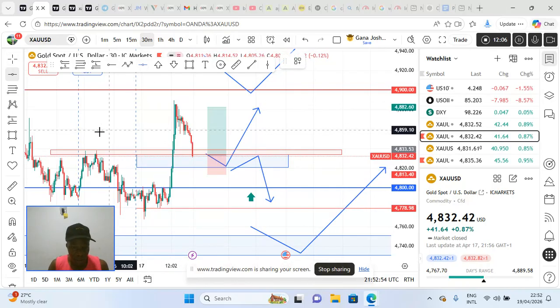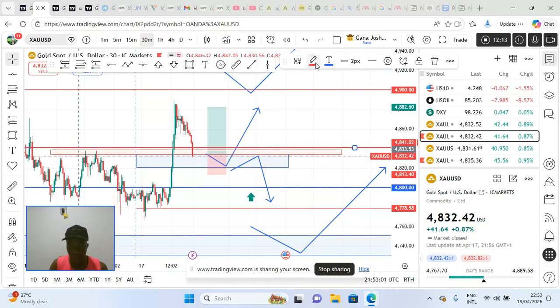I'm seeing, okay, which psychological level is this? After I've done everything else, the psychological levels finalize things. Do you understand? So now around this zone, which one is the major level?